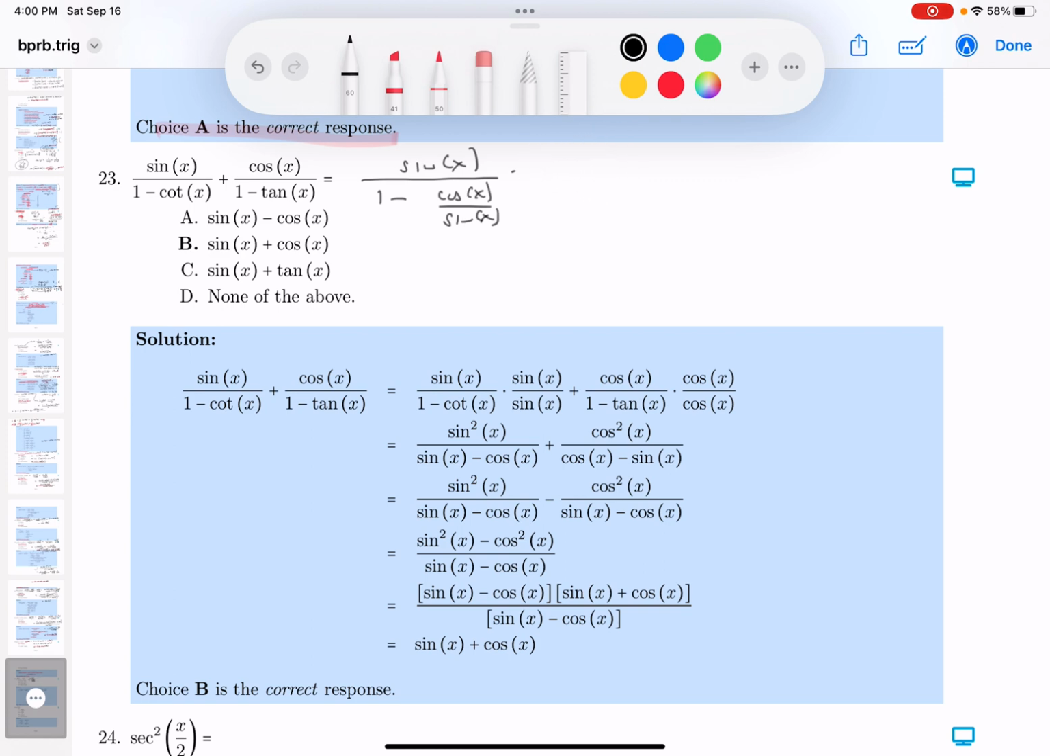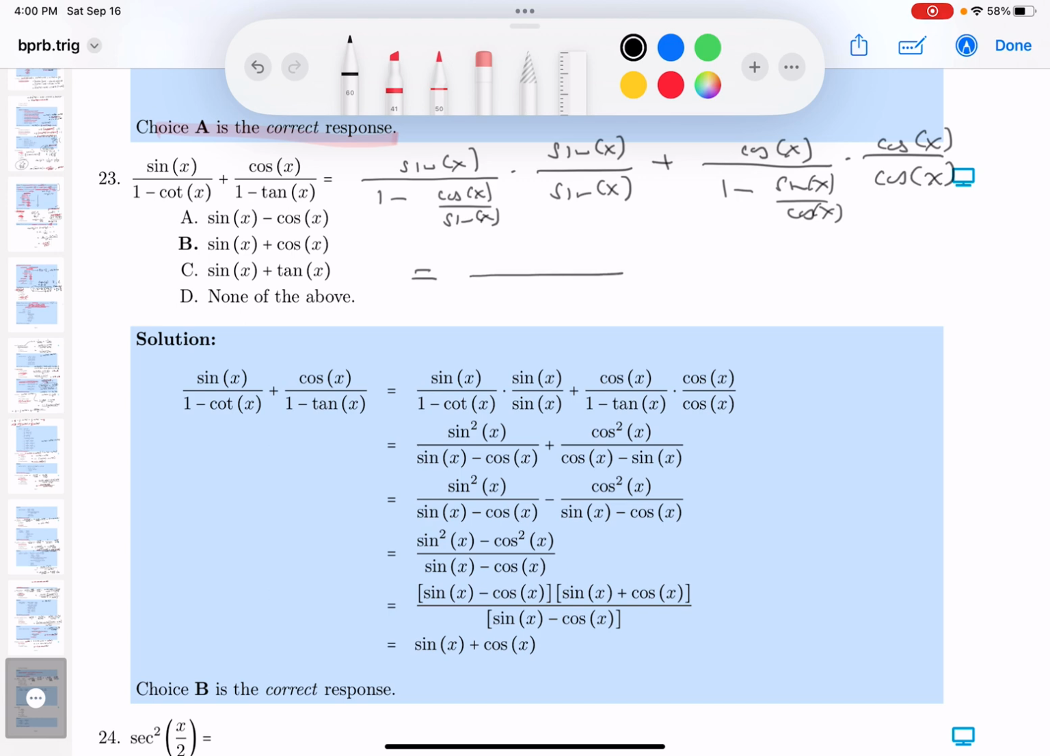I'm thinking forward, that sine times sine is sine squared. So the next term, which is plus, we'll get cosine x, and then you get 1 minus sine x over cosine x. And again, trying to get rid of that complex fraction by multiplying by the minor LCD, cosine x over cosine x. All right, let's see what you get.